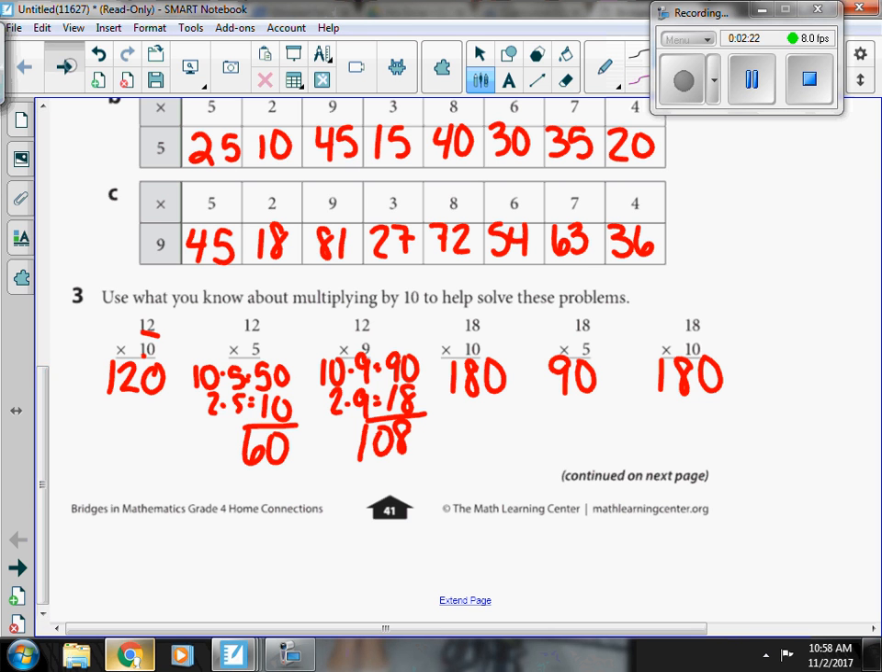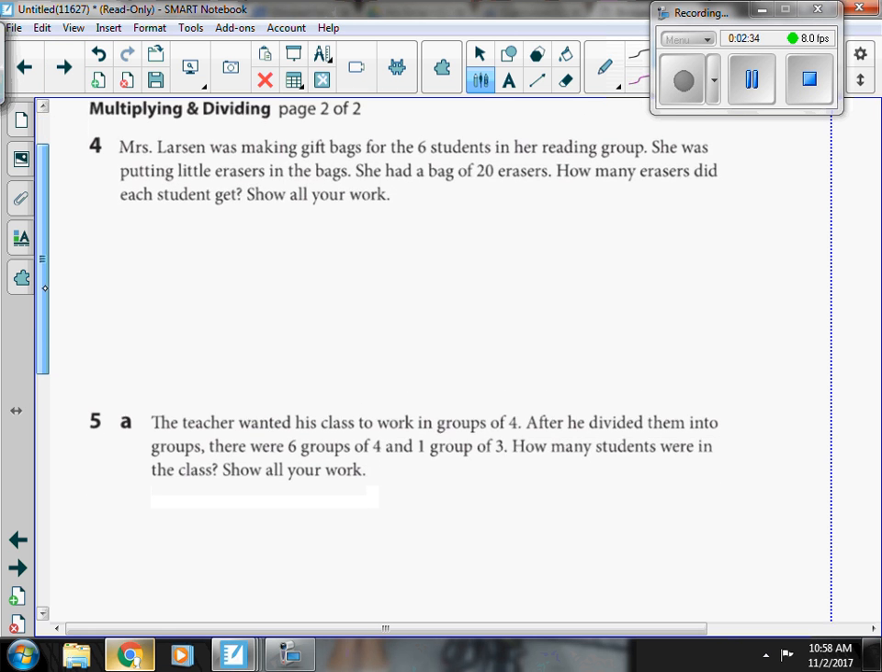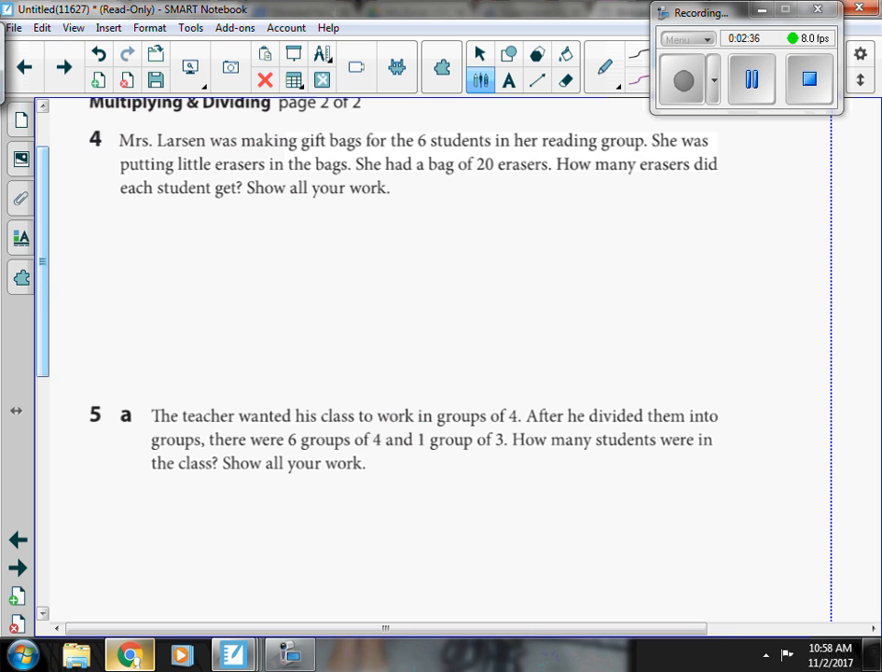Okay, on to the story problems. Mrs. Larson was making gift bags for the 6 students in her reading group. She was putting little erasers in the bags. She had a bag of 20 erasers. How many erasers did each student get?